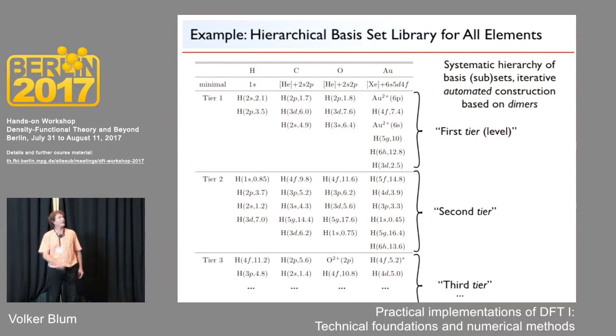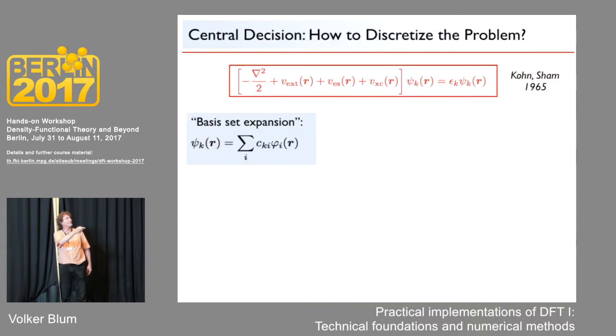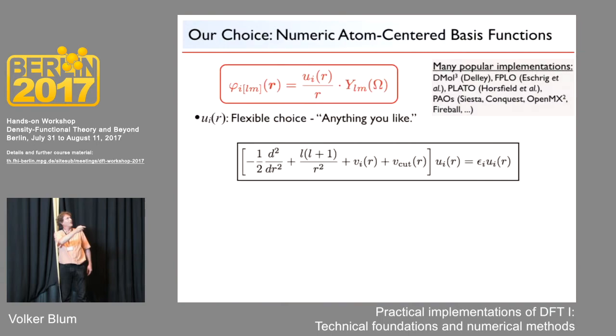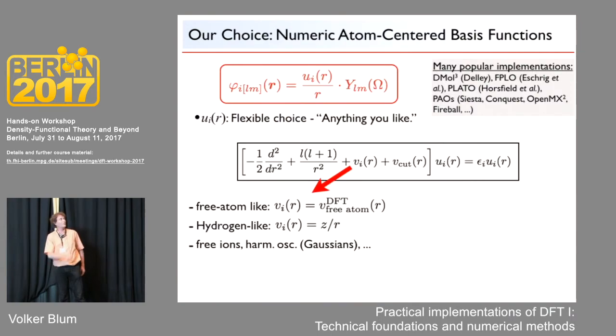So ultimately what you end up with, this is an example for hydrogen, carbon, oxygen, gold, you end up with a number of prescriptions that basically for each element parameterize different versions of this equation here. So choose this potential basically in some way, this generating potential.